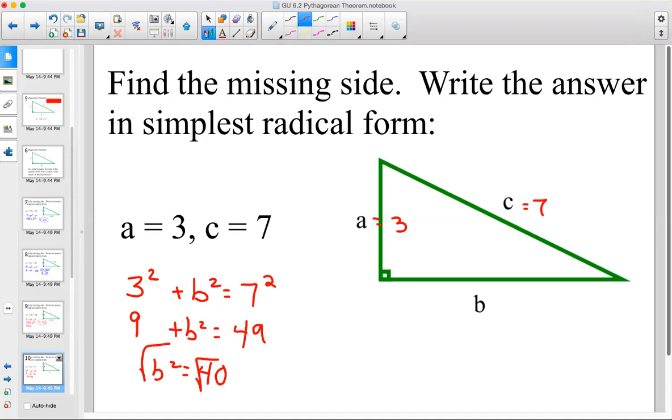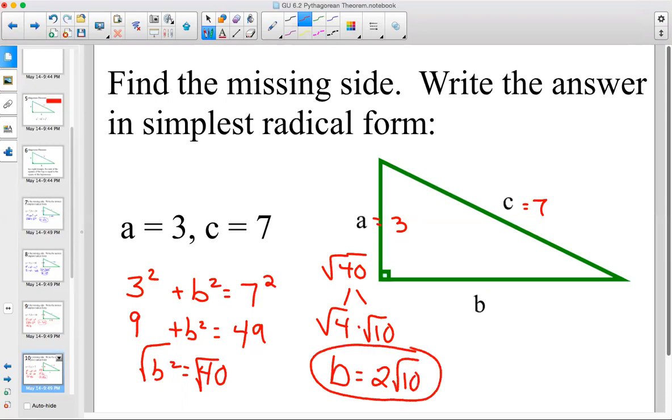All right, radical 40, I'm going to do this up here. The biggest perfect square that goes into 40. I feel like it should be higher than this, but it's 4. And 4 times 10 is 40. So B is going to equal 2 radical 10.